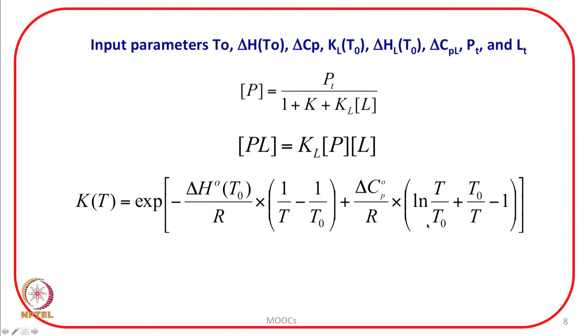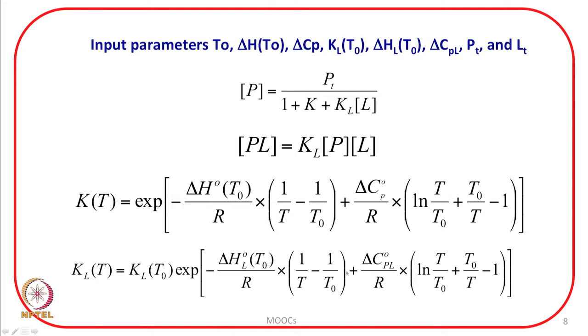And going a step ahead, by using one of those two equations which I discussed in the beginning, I can write KLT is equal to KLT0 into exponential, all these terms regarding which I have already discussed how to get. Now, the question is, when you want to get KL, we need to know the concentration of P and the concentration of L in the free form, and we have just discussed how to get the concentration of P and L by using the equations under the simulations head.